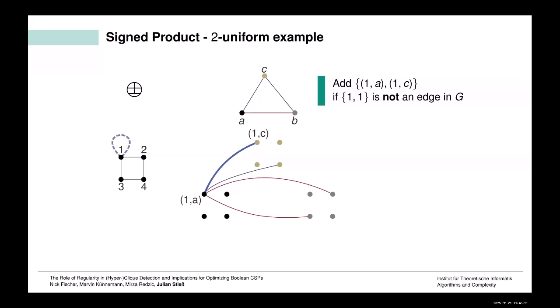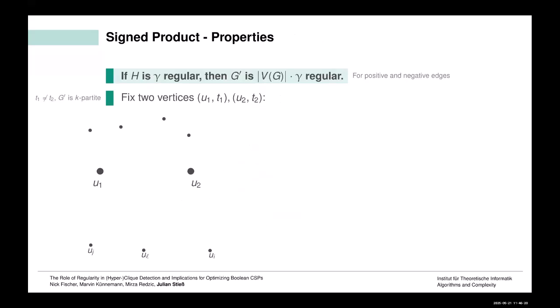Okay. So that's a general approach that we use for the signed product, and now we want to have those two properties that we talked about earlier. The first one is our regularity property, and what we want is that if our signed hypergraph H is gamma regular, so any two vertices appear in gamma many edges, and in this case it's important that they appear in gamma many positive edges and gamma many negative edges, then the resulting graph of the product is the size of the original graph times gamma regular.